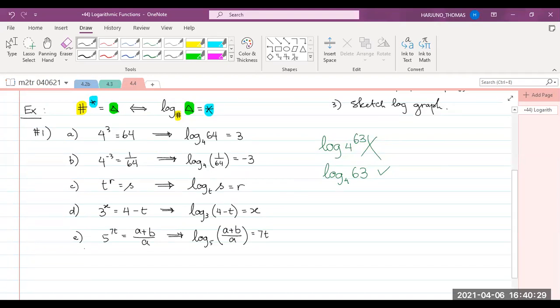Okay, and then part F, 0.7 to the t equals 5.3. Now, what will that be in log form? That's log base 0.7 of the argument 5.3 equals exponent t. Now, that's for number 1, in which we convert from exponential form to logarithmic form.